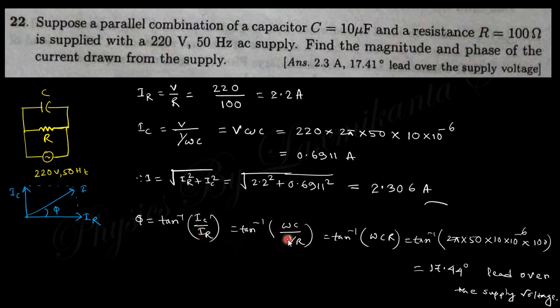Is there anything wrong? Okay, I is voltage by resistance. Okay, 1 by R, and this is 1 by omega C. That's why this is omega C. So finally you got this angle, right?